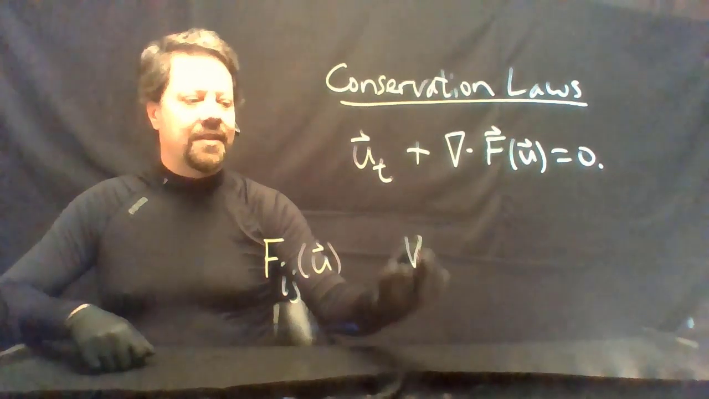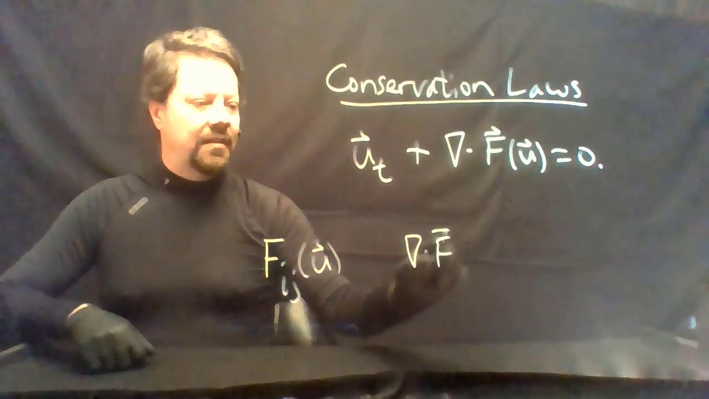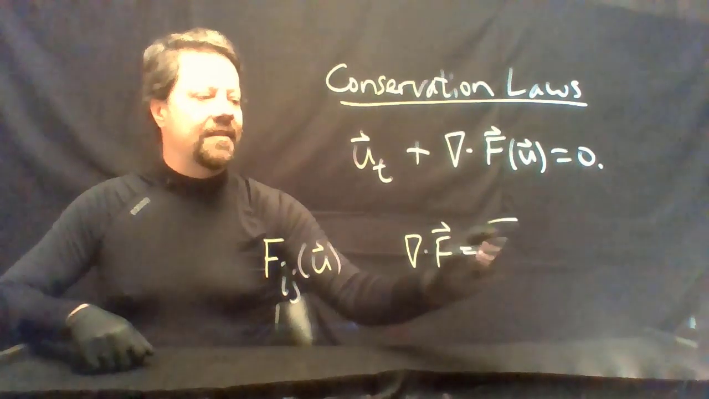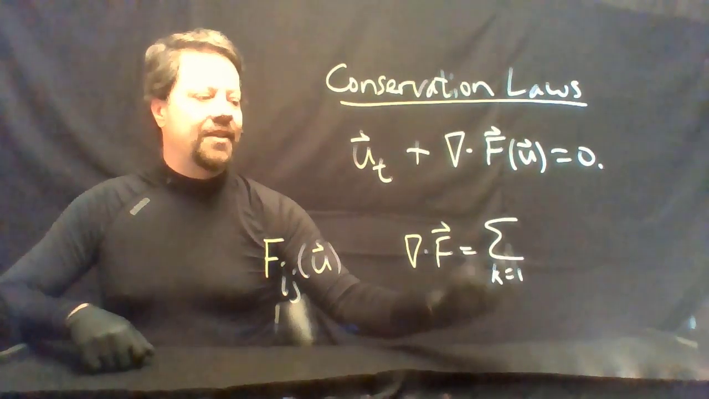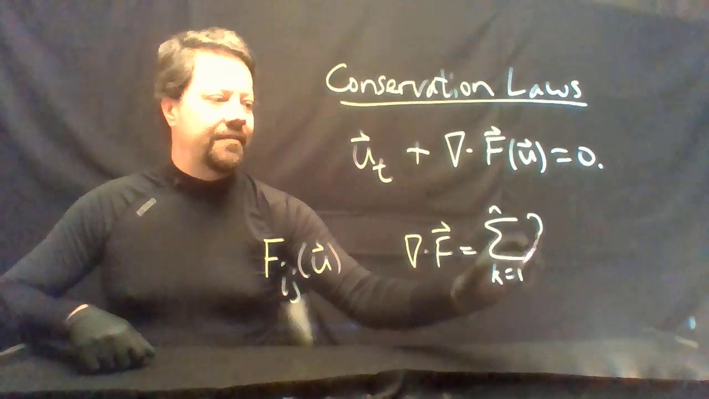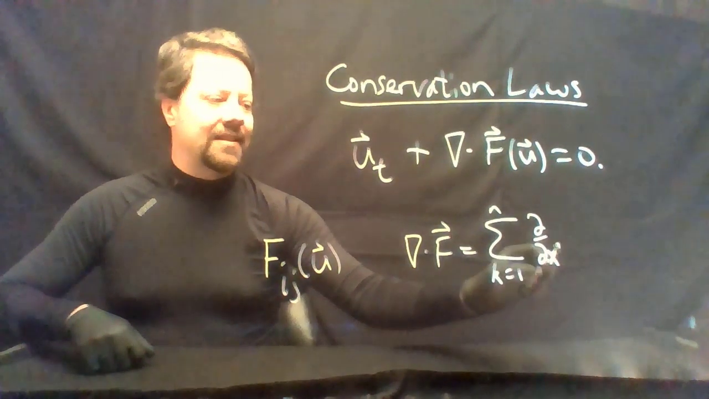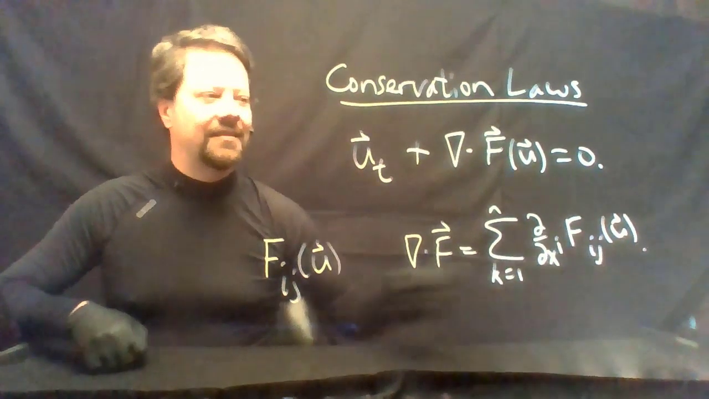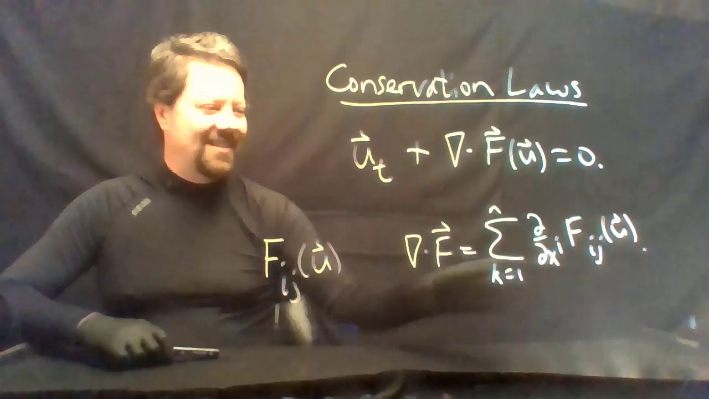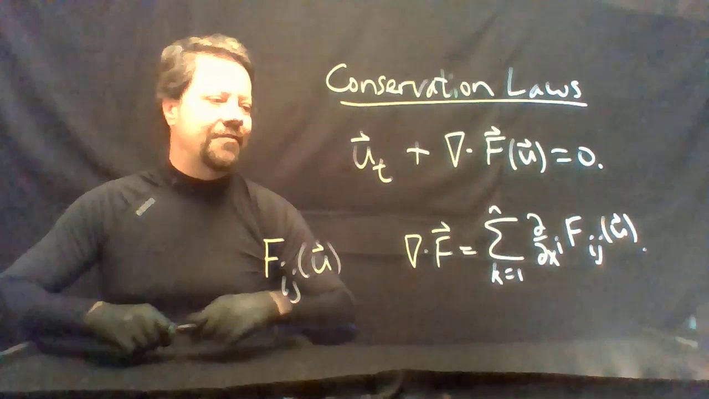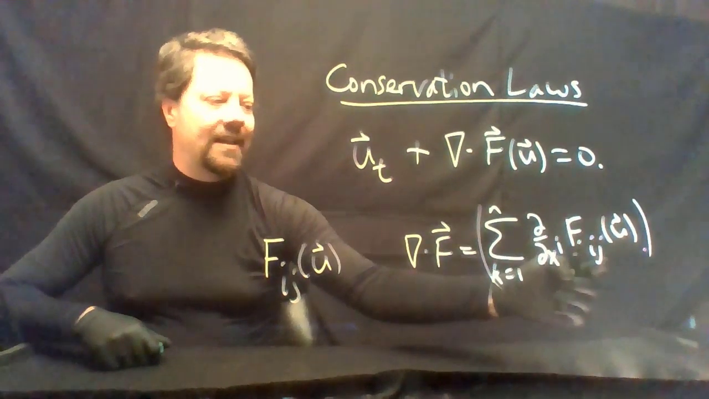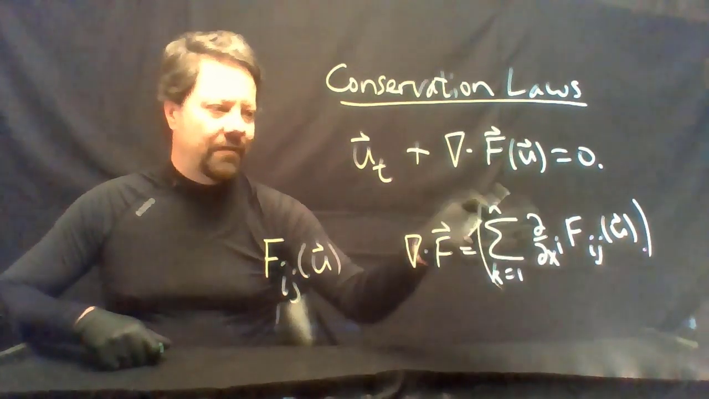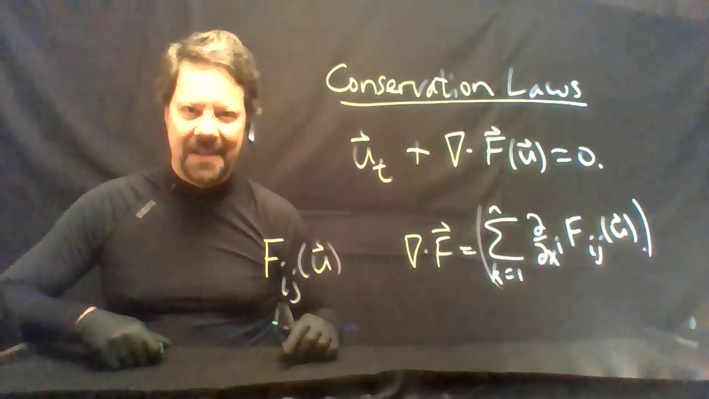The divergence of f will be the sum, as k goes from 1 to n, of d dxi Fij. In this way, you sum out one index and you're left with one index left over. Those will give you the coordinates of the vector that is output.